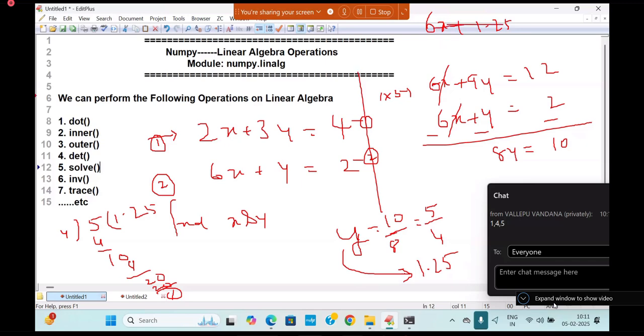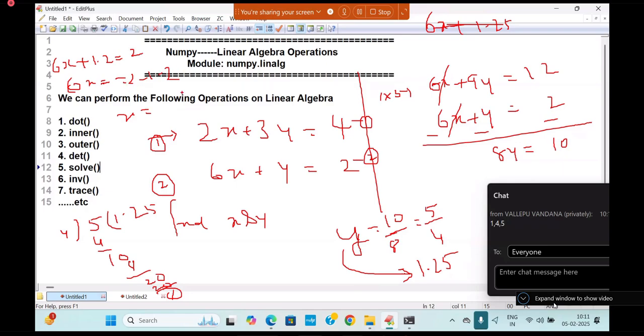So here I will take it. 6x plus 1y. Because they don't understand, they will always get a problem in listening to this class. 6x plus 1.2 is equal to 2. What is this now? 6x is equal to 2 minus 1.2. x is equal to, what is the answer?